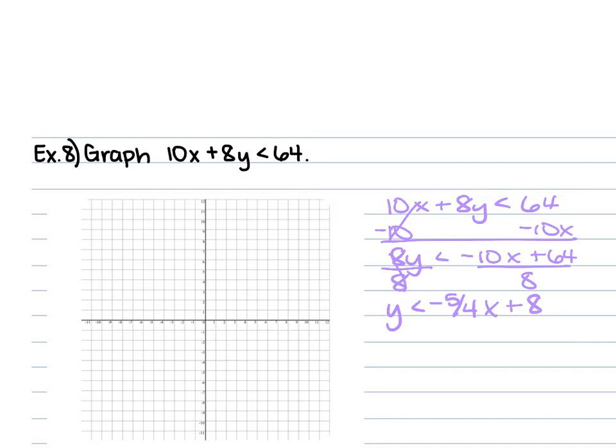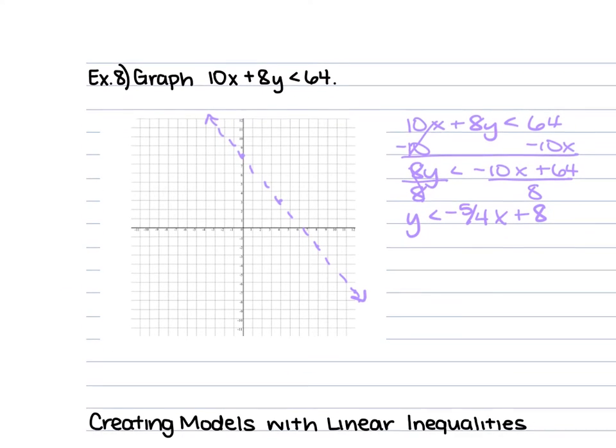Go to 8 on our y-axis, plot our first point, go down 5 to the right 4. Down 5 to the right 4. And then down another 5 to the right 4. So this is going to give us a line that looks like this. And then we shade below it because y is less than.